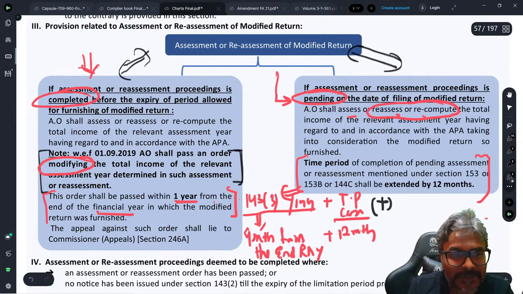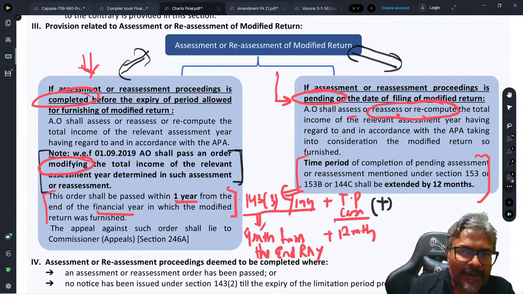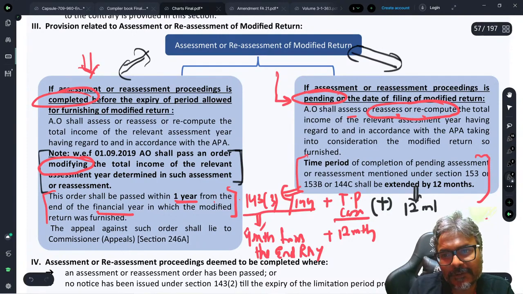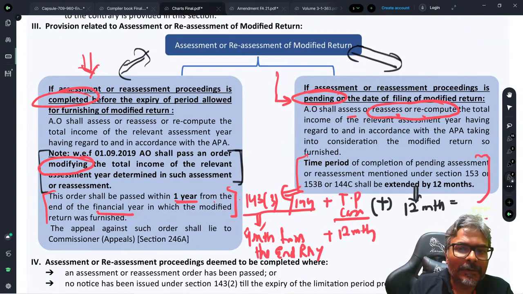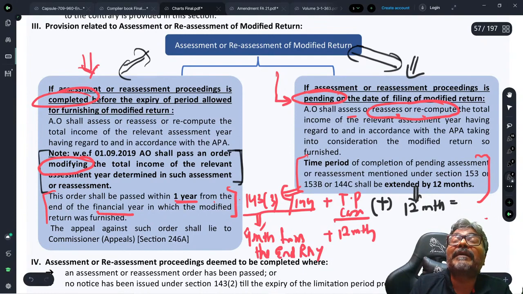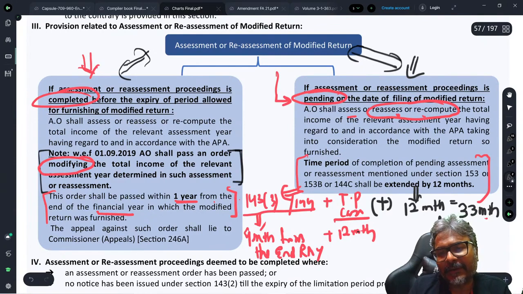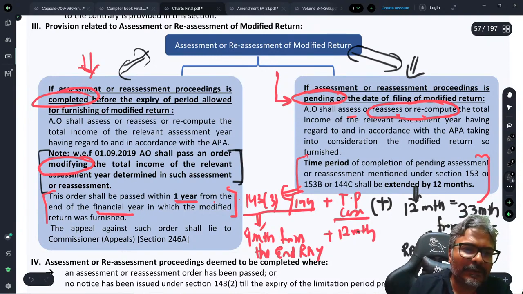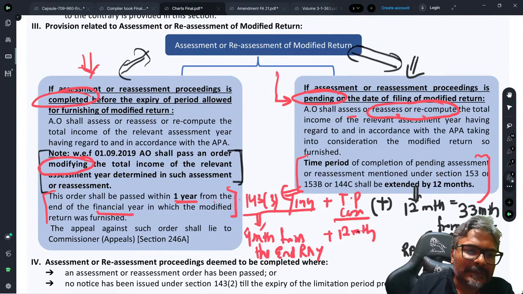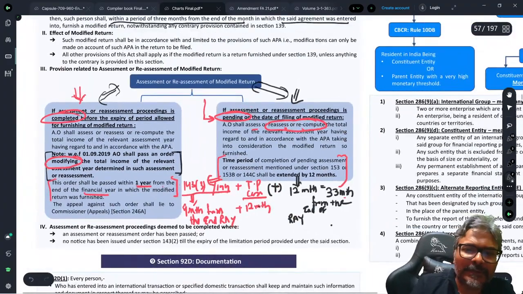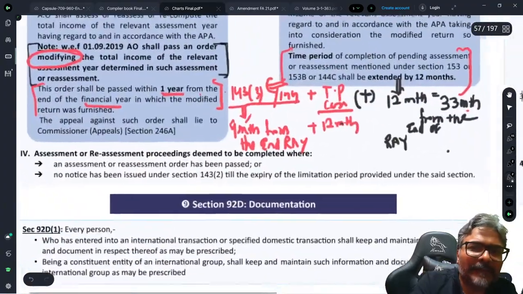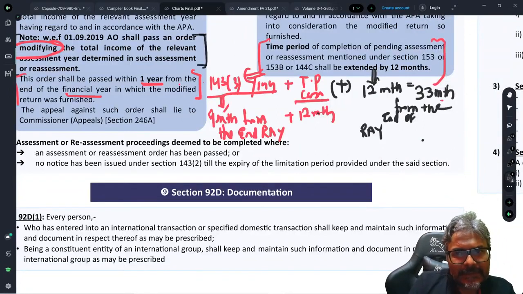And further, did you all get this one? Whatever is the time limit available, this 12 months also would further be added. So now, in all, how much total period is available? What will be the time limit available before the AO to complete the assessment? The time limit available before the AO to complete the assessment would be 33 months from the end of the relevant AY. Did you all get this one? I hope that all of you are clear with this one now. This is the status quo in this regard.